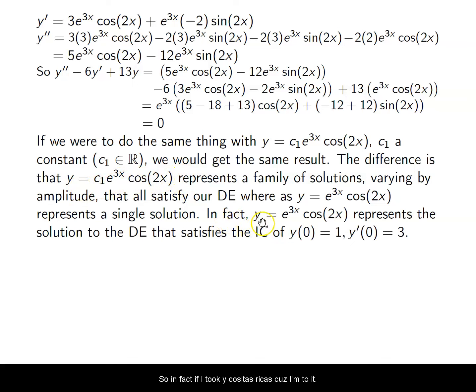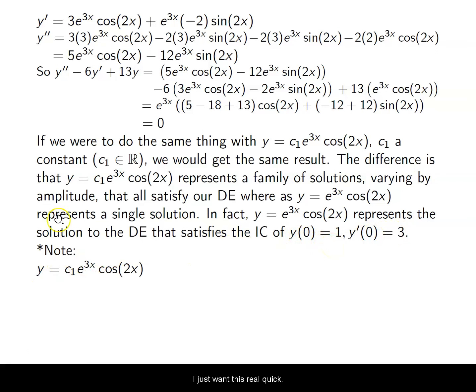In fact, if I took y equals e to the 3x cosine 2x, this specific solution represents a solution to my DE that satisfies the initial condition of y of 0 equals 1 and y prime of 0 equaling 3. So if I specify some initial conditions, I can whittle down my general solution to a very specific solution. Once I put some conditions on it, I can go from a family of functions to ideally a single specific solution that satisfies those ICs.